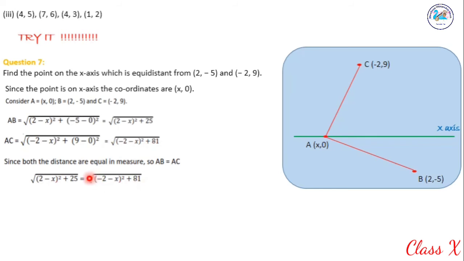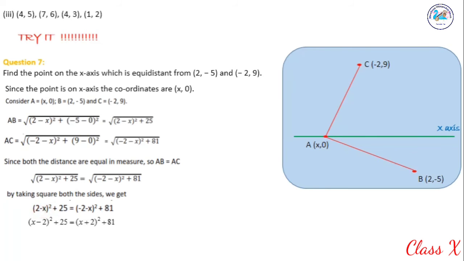Both sides have square roots. You have to eliminate them, and for that you take the square on both sides. When you take the square, the square root will go. So this becomes (2 minus x) the whole square plus 25, and here also (-2 minus x) the whole square plus 81. The square root is gone.